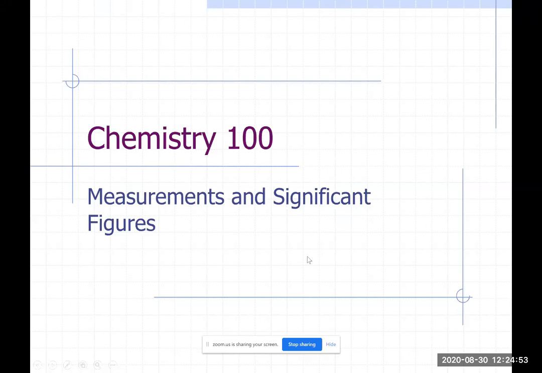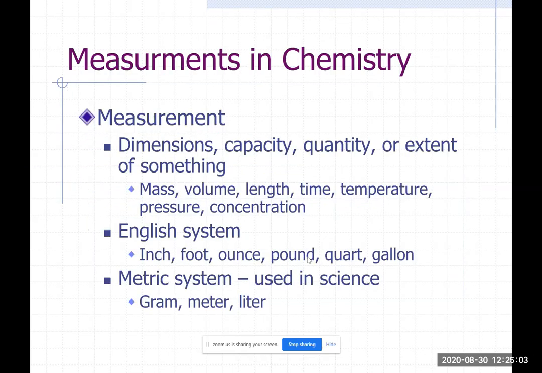Hello, everyone, and welcome to the second lecture, Measurements and Significant Figures. Measurements in chemistry are composed of dimensions, capacities, quantities, or the extent of something. So we may want to measure mass, volume, length, time, temperature, pressure, or concentration, and we often measure any or all of these in laboratory experiments. So we will practice doing that during lecture.